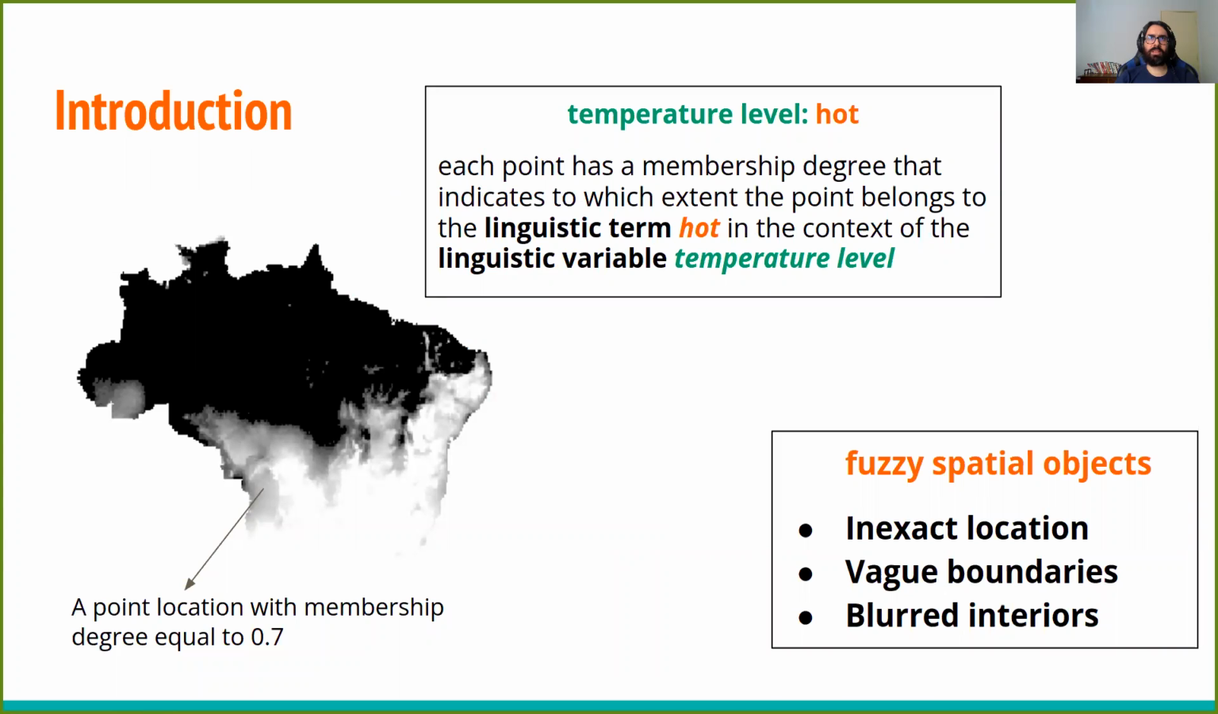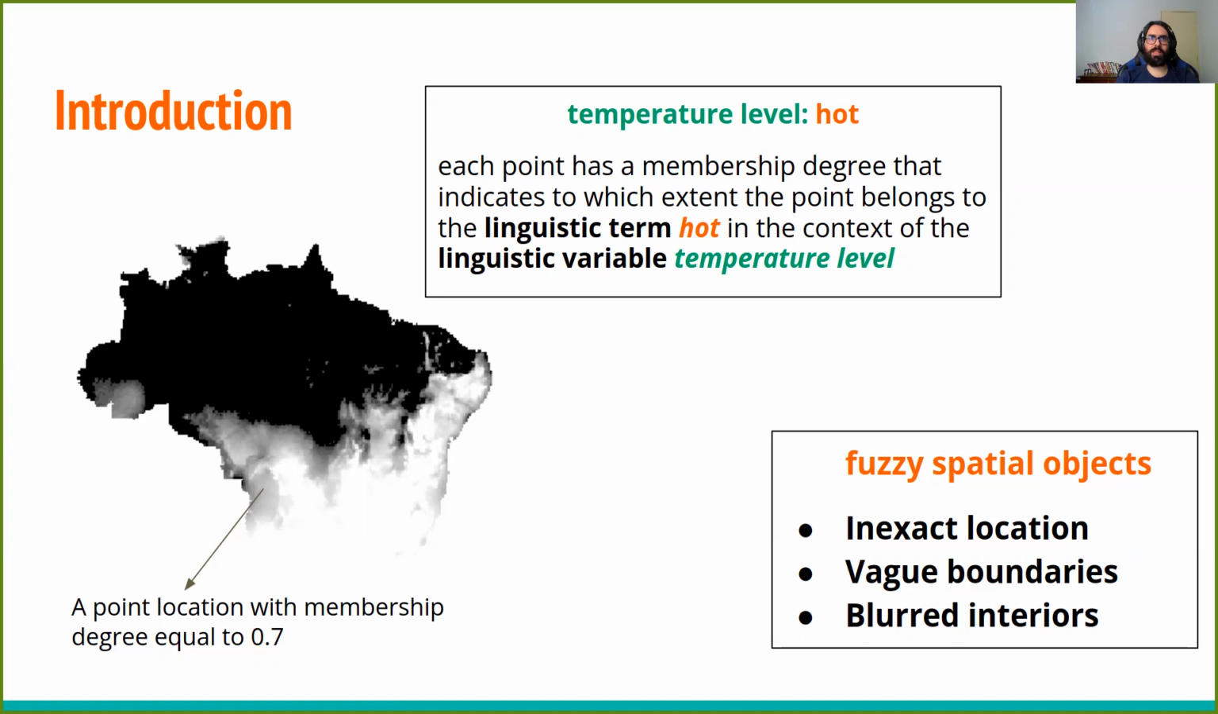There is an increasing interest in modeling and analyzing spatial phenomena characterized by the feature of spatial fuzziness. Fuzzy spatial objects have inexact locations, vague boundaries, and/or blurred interiors. The central idea is to relax the strict decision of belonging or not belonging of a point to a spatial object. Instead, partial belonging is allowed and expressed by a membership degree in the interval between 0 and 1.